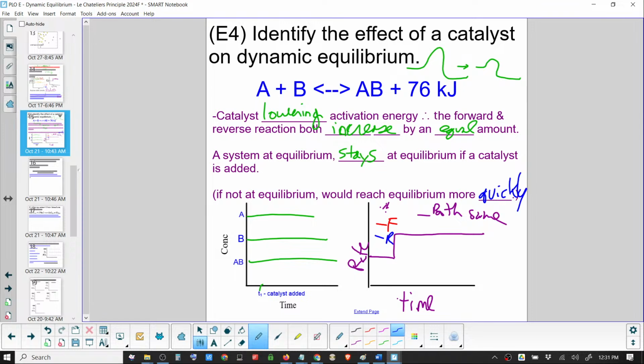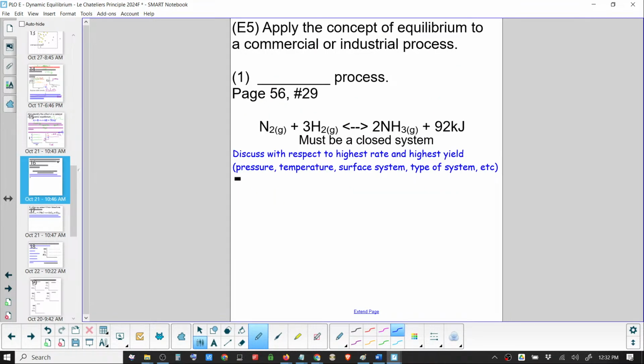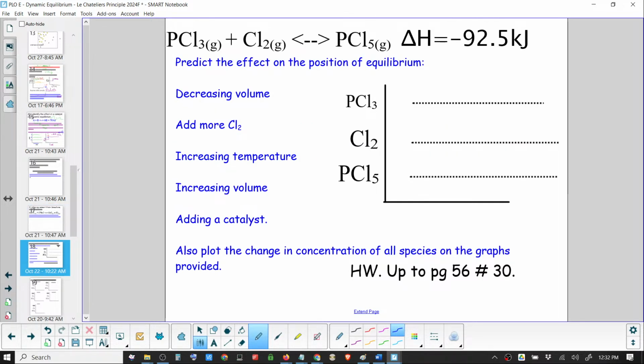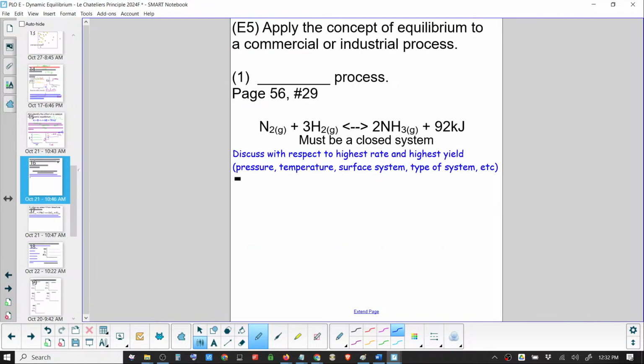Good. Now, commercial process. I think, no, let's do the commercial process. This is the Haber process.